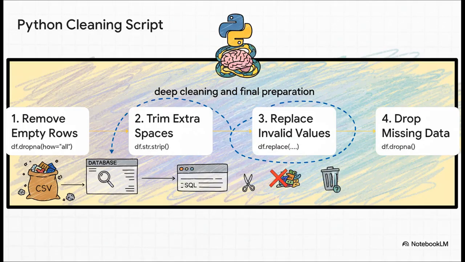And that's just one part of the routine. A full-on Python cleaning script is systematic. It'll go through and remove rows that are completely empty, trim all the extra spaces like we just did, find and replace any crazy invalid values, and finally, drop any rows that are still missing crucial bits of info.